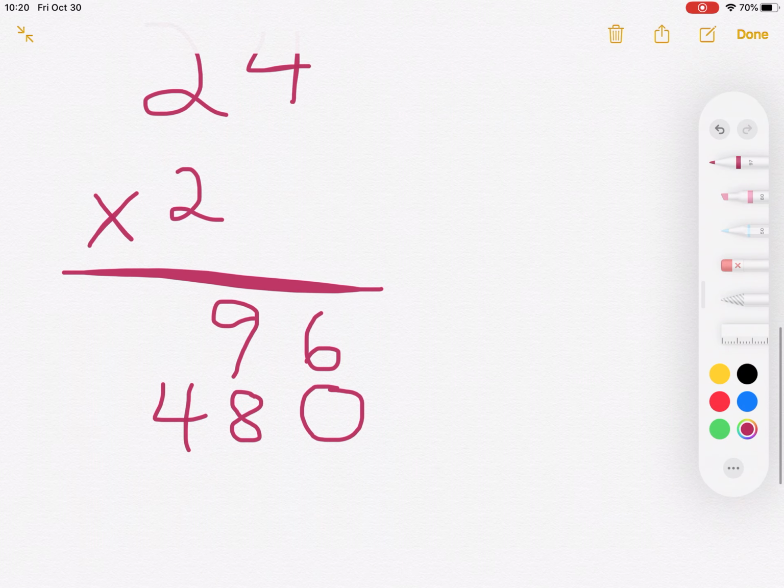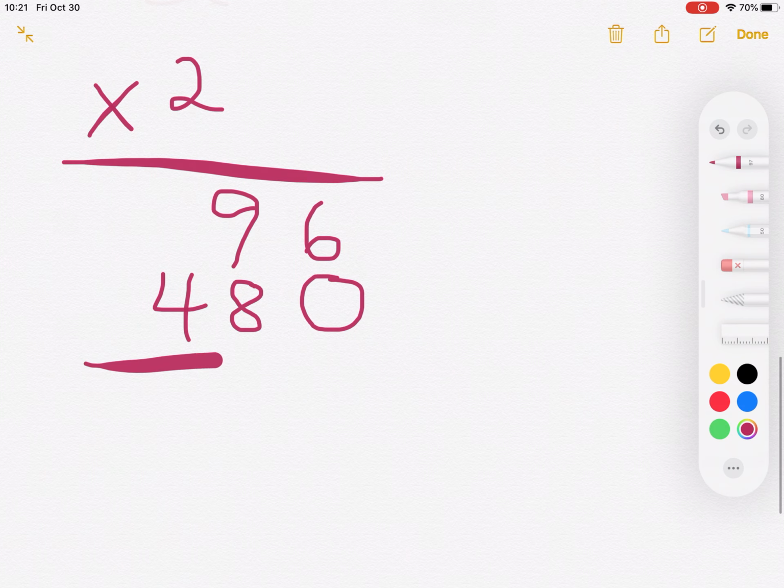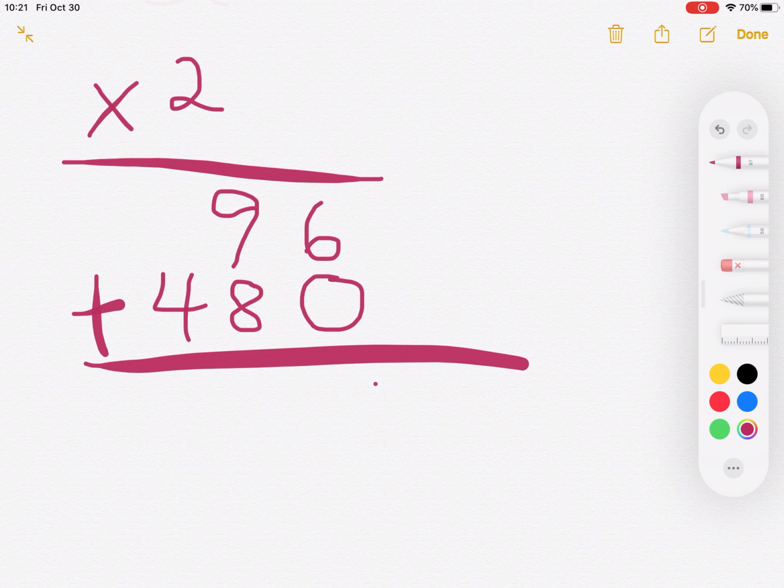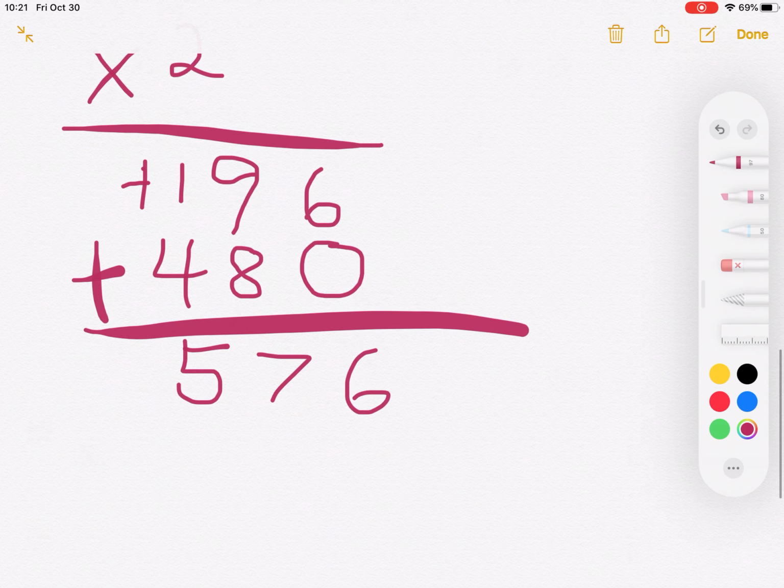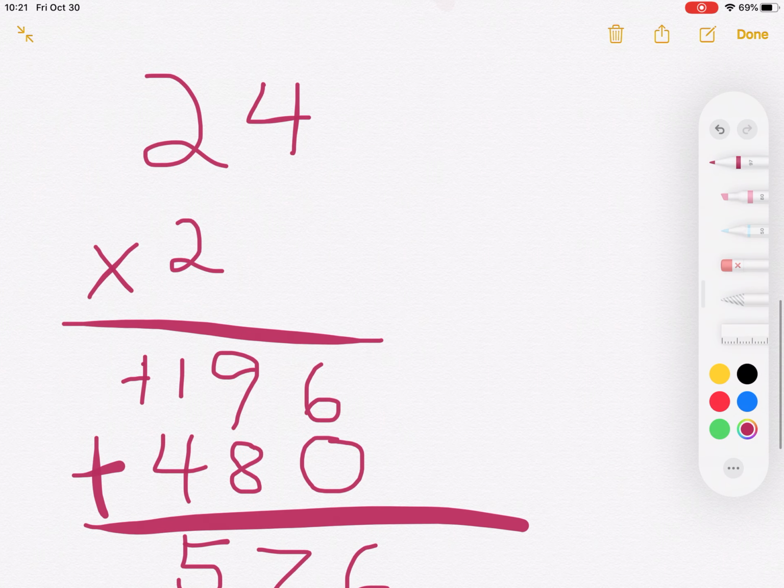So now we want to add these two. So 6 plus 0 is 6. 9 plus 8 is 17. Carry the 1. And then 1 plus 4 equals 5. So our answer is 576. Now let's try another problem.